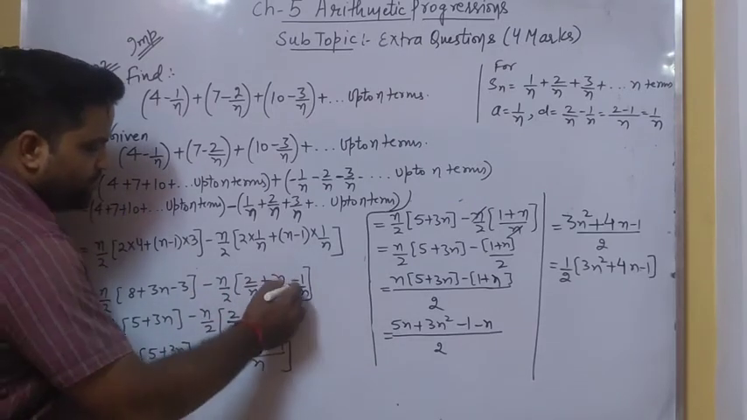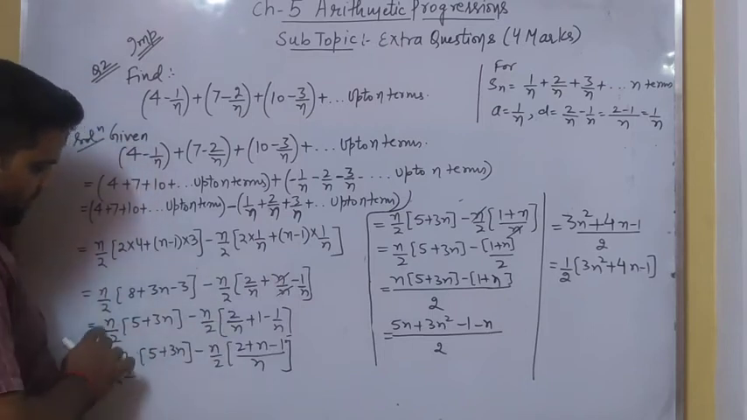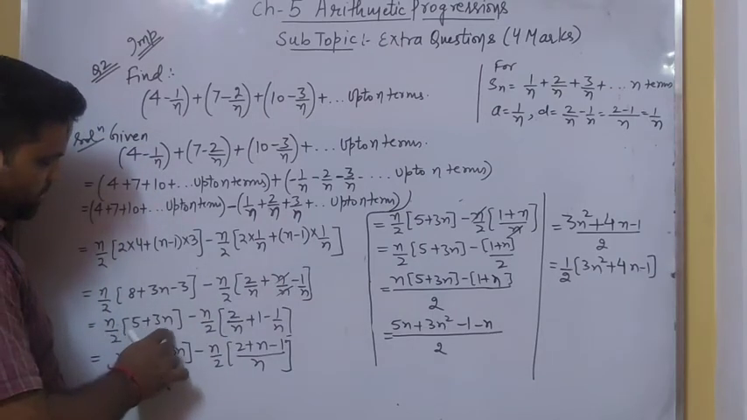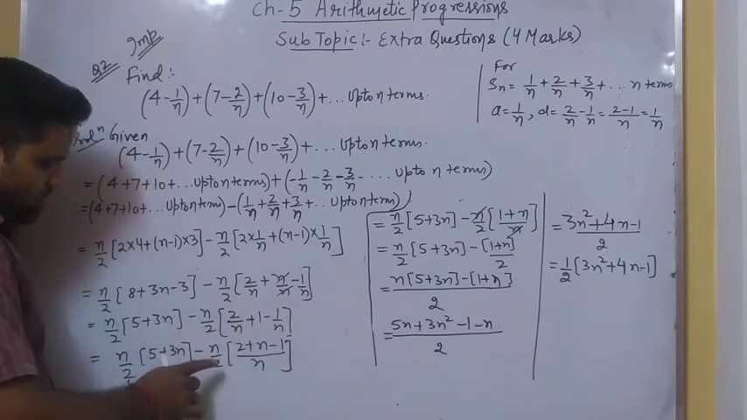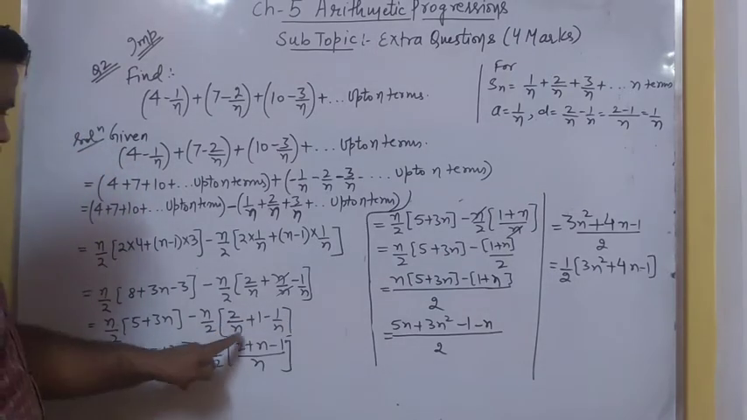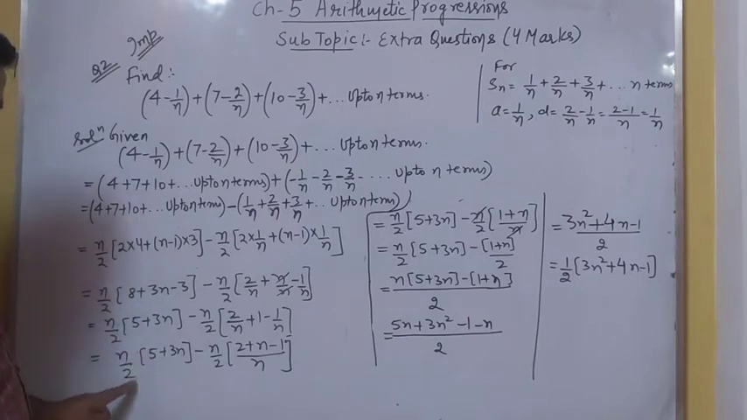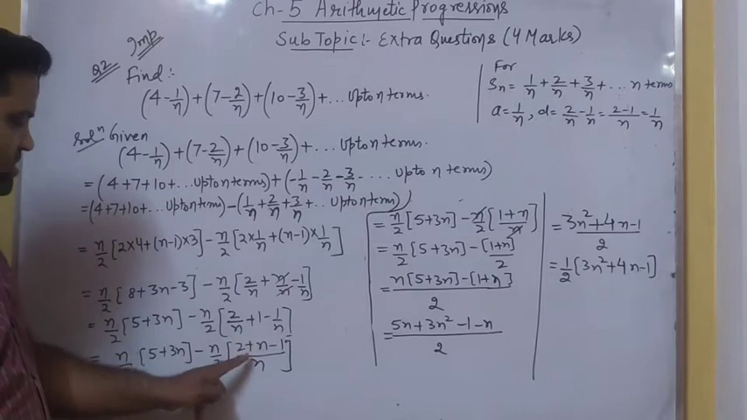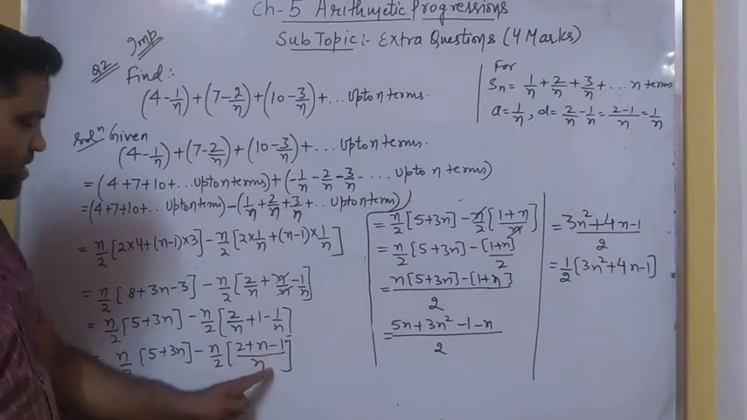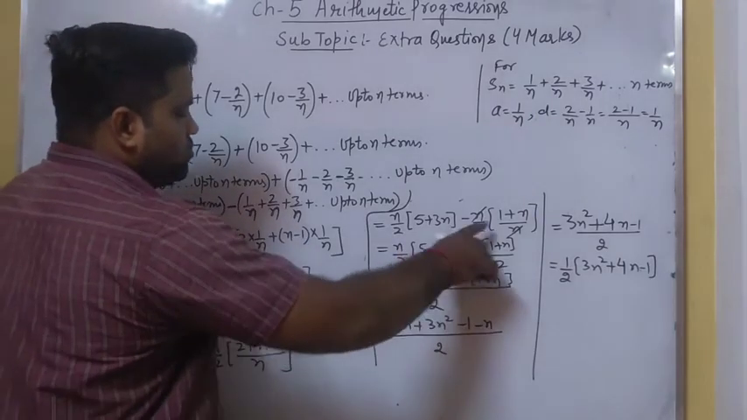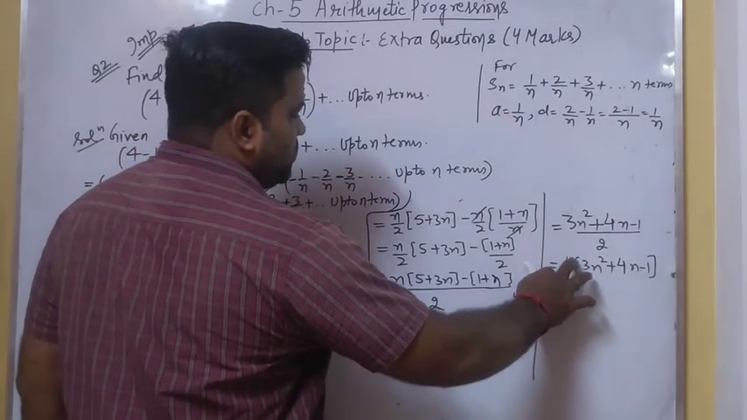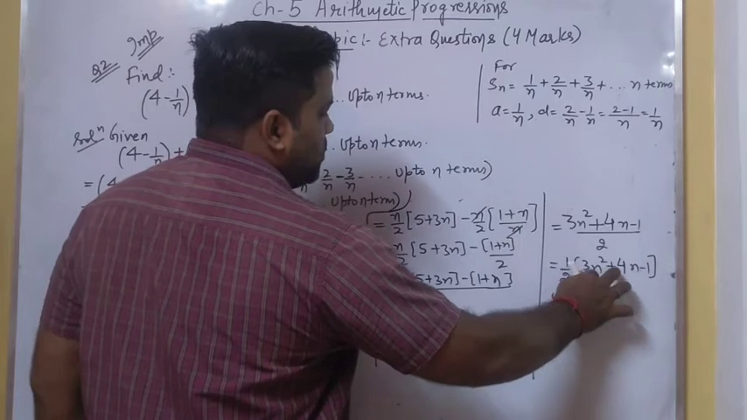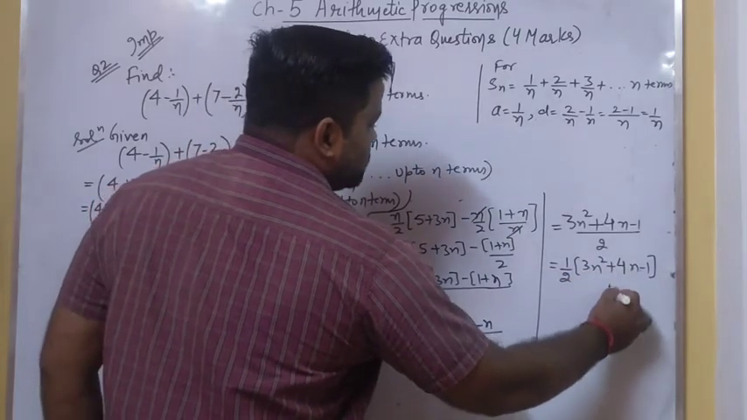Here this n cancels out. We are left with n by 2 bracket 5 plus 3n bracket, minus n by 2 bracket 2n plus 1 minus 1 by n. Similarly, we are left with n by 2 bracket 5 plus 3n bracket, minus n by 2. On taking LCM, we get 2 plus n minus 1 by n. On solving all the equations, we get the answer is 1 by 2 bracket 3n square plus 4n minus 1, which is the required answer.